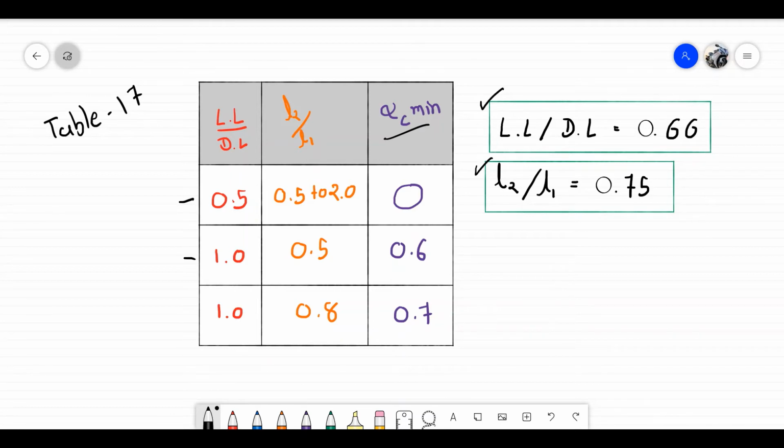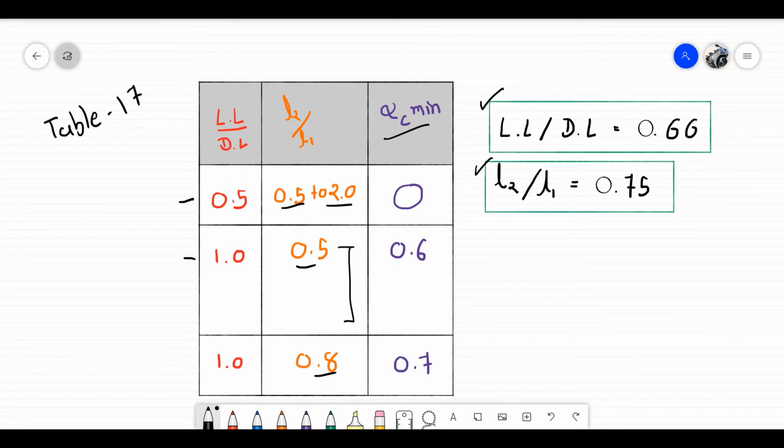Same thing for the L2 and L1. So 0.5 to 2. So if the L1 and L2 ratio is in between these two values, alpha C is okay. But if 1.0 is here, so 0.5, 0.8. So the L1 L2 ratio is 0.75. So alpha C value is in between these two, right? So now we have to find out in between this 0.5 or 0.8, nearer to 0.75, right? So let's find out.